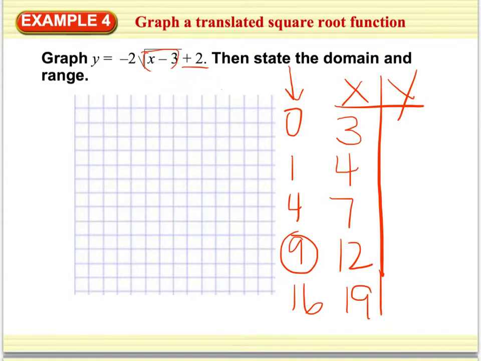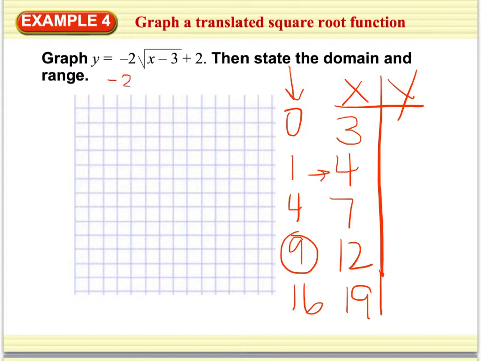Same thing with 1. If I want x minus 3 to be 1, if I add 3 to both sides, then that x has to be 4, which is what I got here. So whether we set up an equation to figure it out, or whether we use some logic to figure out what the answer is, it doesn't matter which way as long as we get the correct answer.